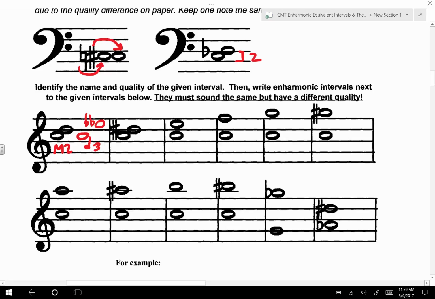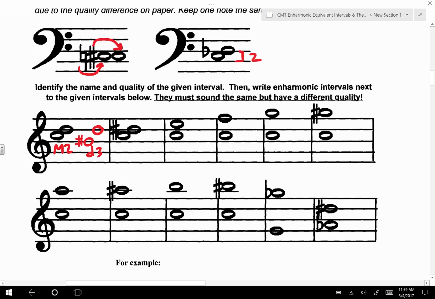If I wanted to, I could keep the D the same and alter the C. What's another way of sounding a C? A B sharp. A B sharp to a D is still going to be a diminished third. So notice I've only changed one note.